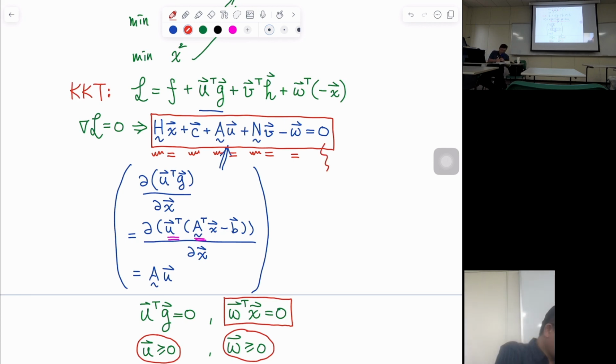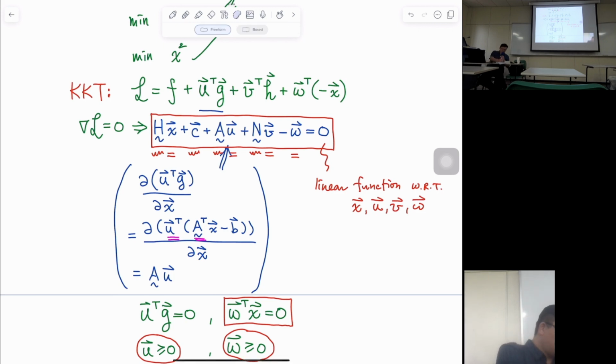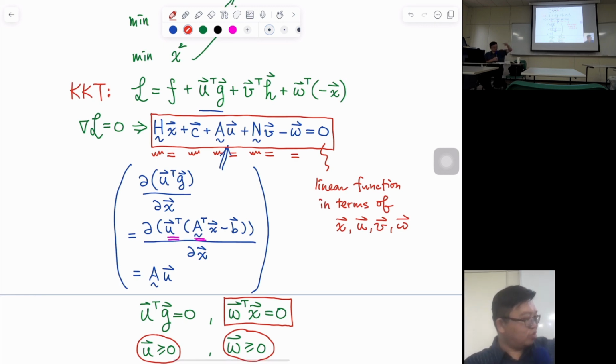Okay, so this is a linear function with respect to X, U, V, and W. Or in terms of, maybe that's the right way to say it. In terms of. So that's why I red box it. I need it later on.